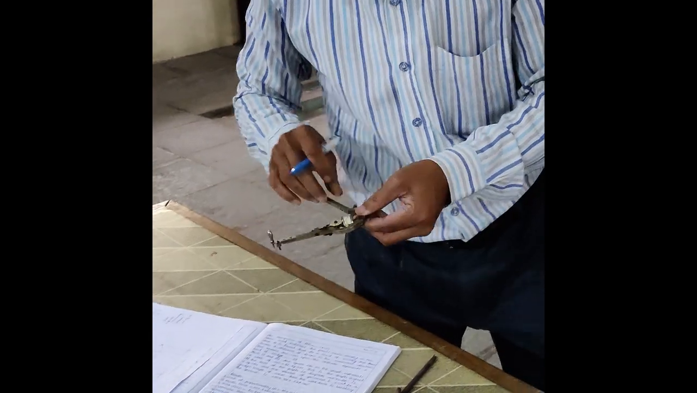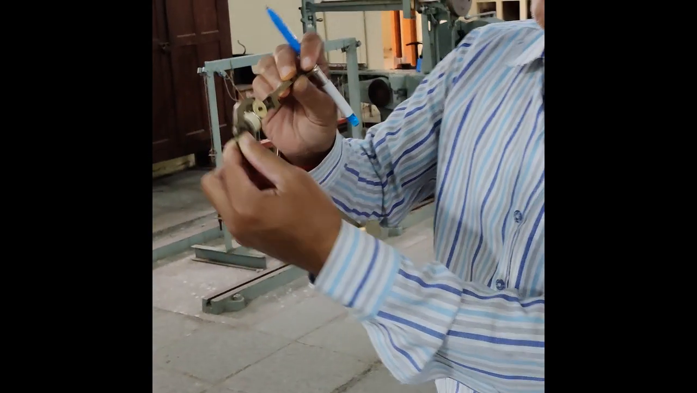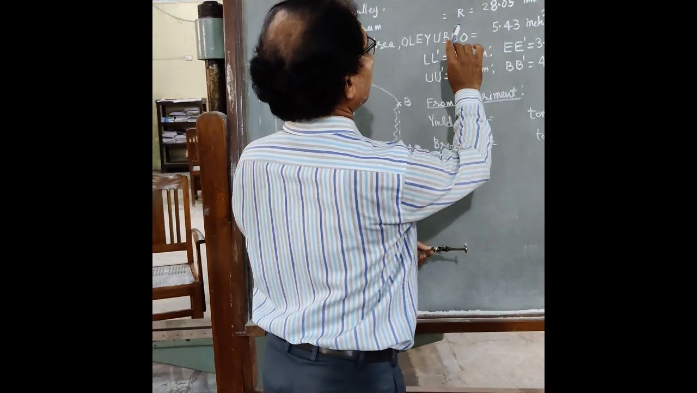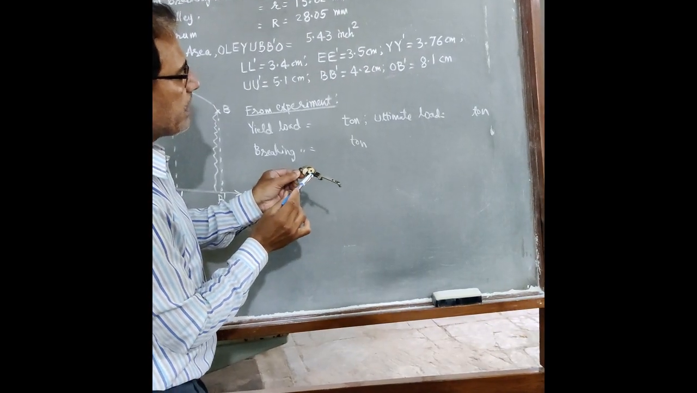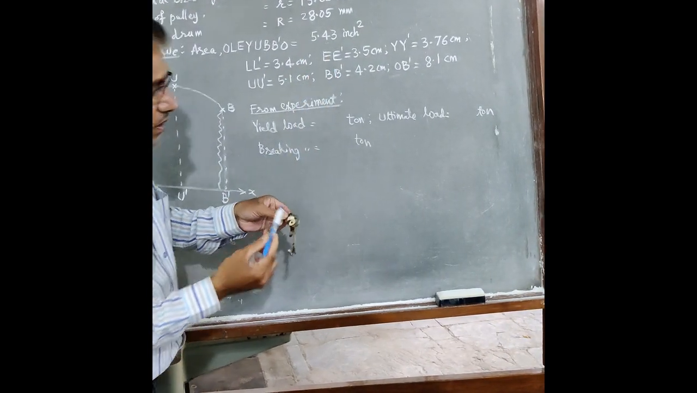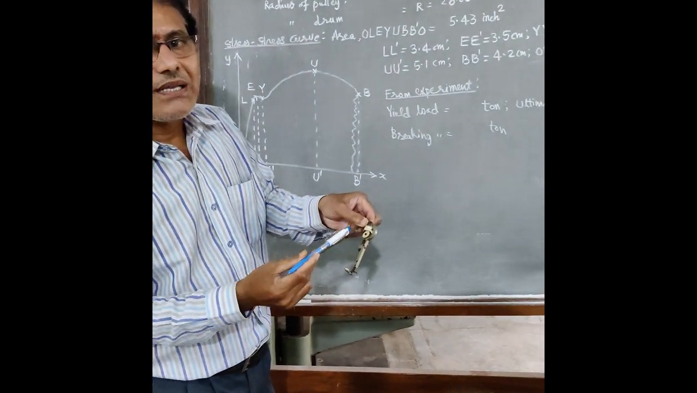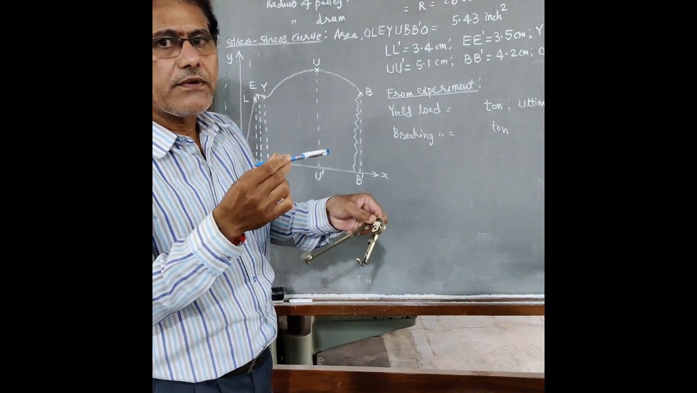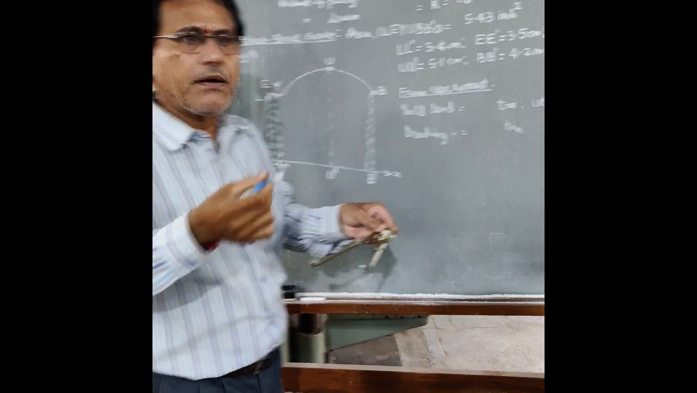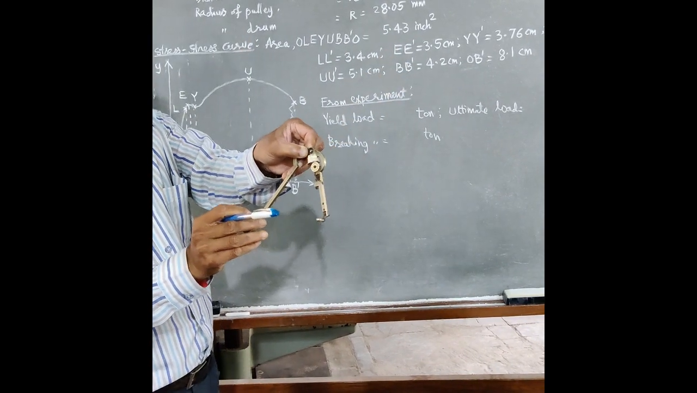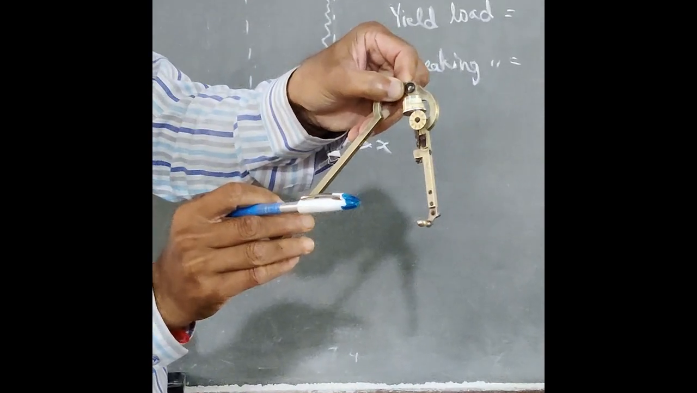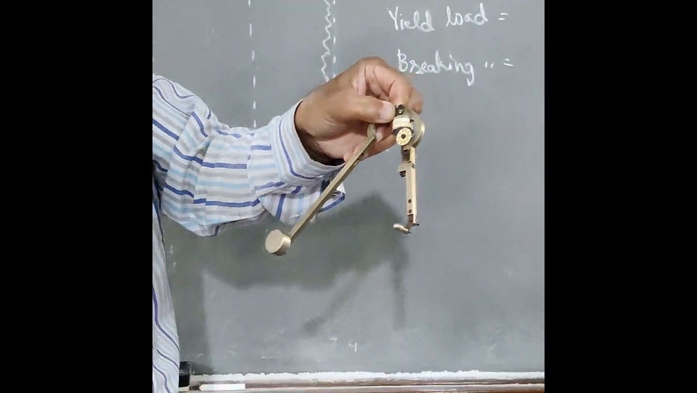by this time it gives a numeric value on the main scale reading, which is already noted, student, right? It is giving this main scale reading as 5. Even you can see that it is showing 5, right? And on this vernier, 43 divisions are there. That means 0.43, because 43 divided by 100 is 0.43. Therefore, it is 5.43 inches square. This planimeter will give the area in terms of inches square.